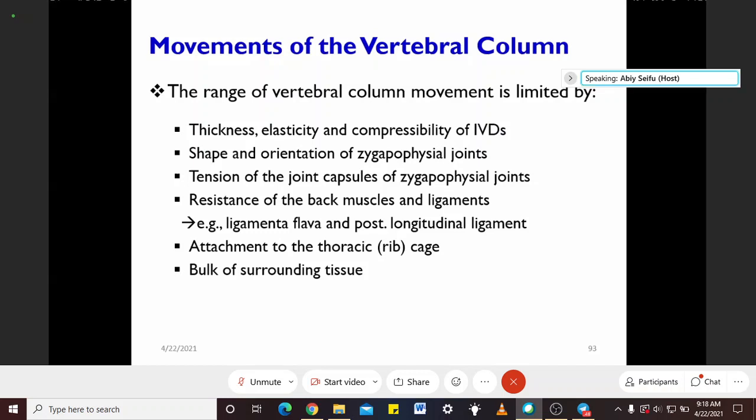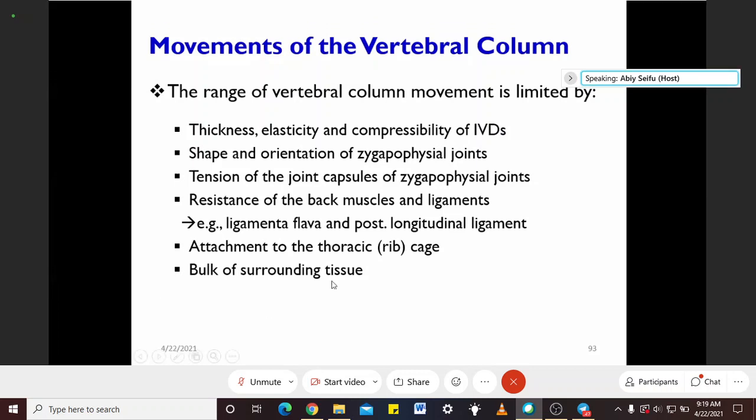For instance, the ligamentum flavum and posterior longitudinal ligaments determine or prevent excessive flexion. They also prevent lateral flexion. The lateral ligamentum flavum also participates in preventing lateral flexion. And also in the thoracic region, the attachments of ribs give strength and prevent some types of movement, that means they help make it more stable and contribute some rigidity.